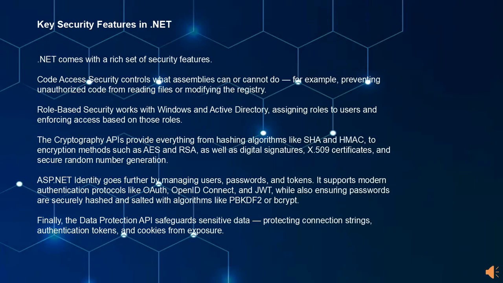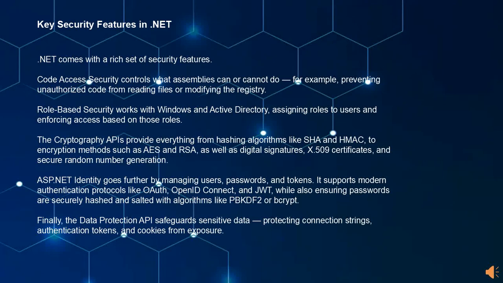The cryptography APIs provide everything from hashing algorithms like SHA and HMAC to encryption methods such as AES and RSA, as well as digital signatures, X.509 certificates, and secure random number generation.